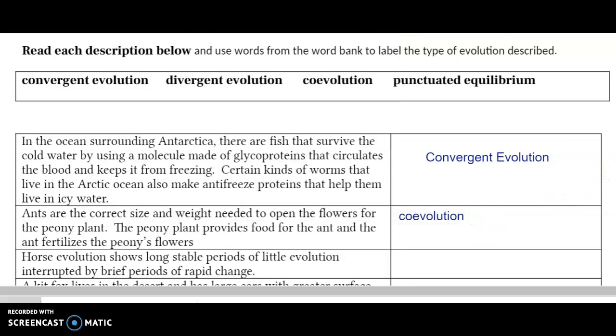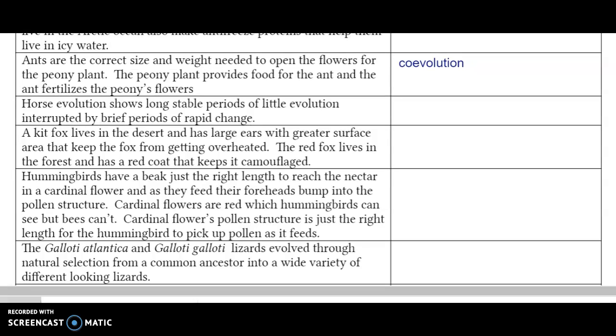Next one says, horse evolution shows long, stable periods of little evolution interrupted by brief periods of rapid change. So it changes, and the horses stay the same for a long time, and then maybe some changes. That would be punctuated equilibrium. Happens in spurts.